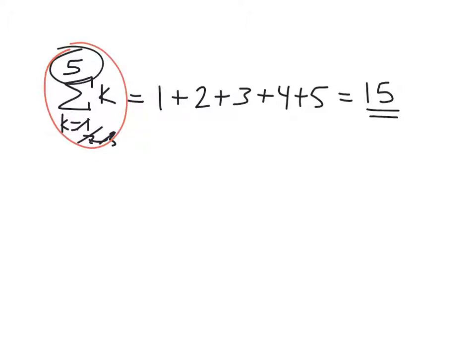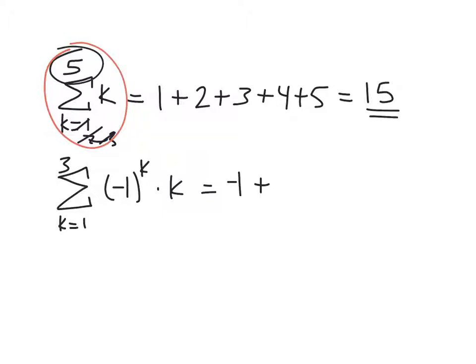How about the sum as K goes from 1 to 3 of negative 1 raised to the K power times K? Well, when we do this summation, the first time through K is 1. Negative 1 to the first power is negative 1 times 1, which is negative 1.